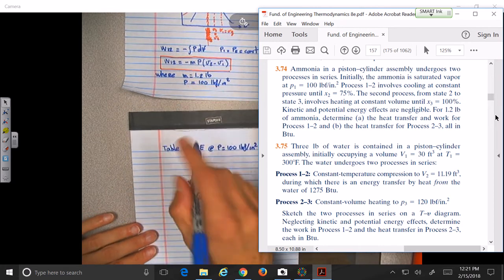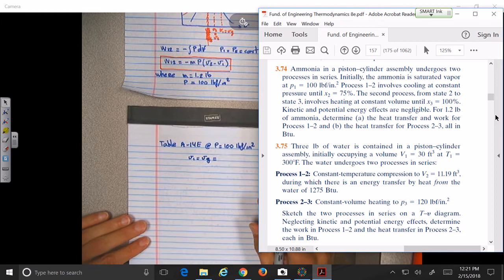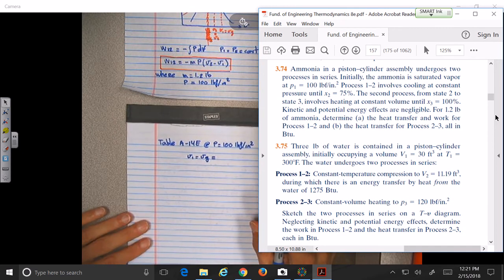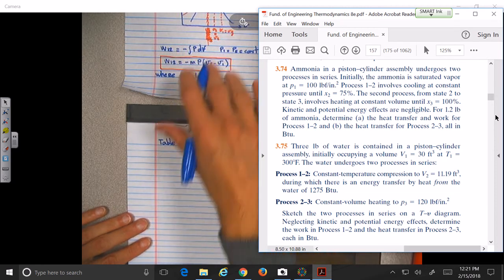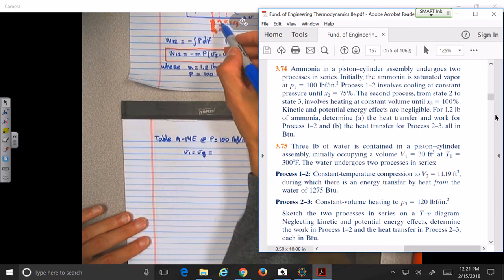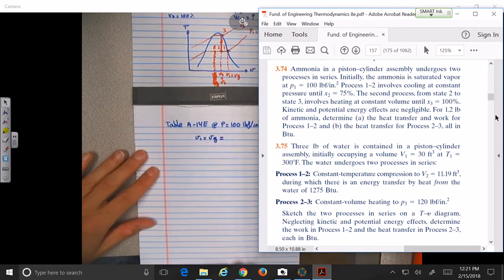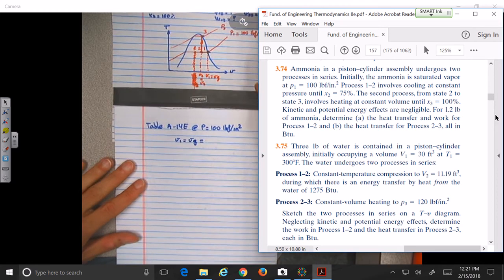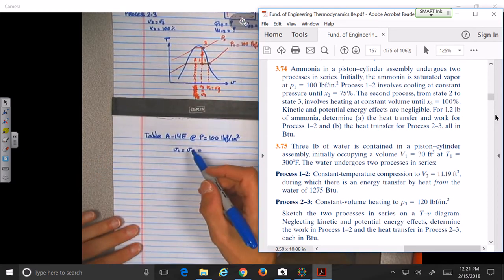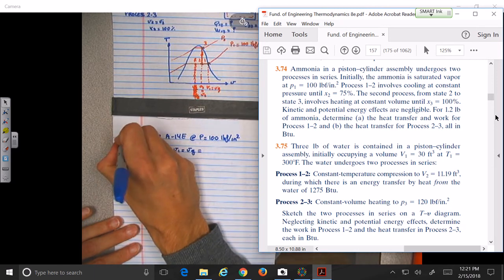From the figure, V1 is equal to Vg. Okay? Whatever that value is. I'll let you finish it on your own. Now, we need to find V2. From the figure, also from table A14E, you're going to find V1 equal to Vg. So this will be for V1.